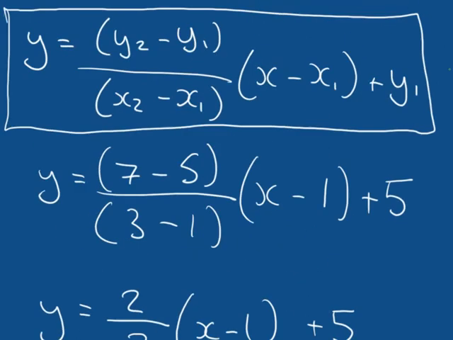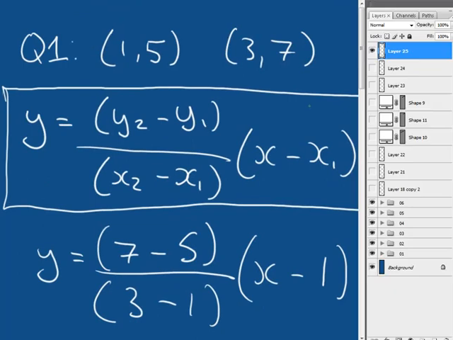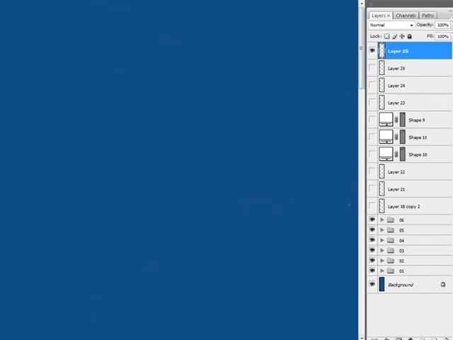So that's question 1. I'd now like to set another question. So let's bring up a new layer. And for question 2, I'd like you to find the equation of the line that passes through the points (4, 2) and (2, negative 6). So go ahead and pause the video, and then when we come back, I'm going to work through the answer.